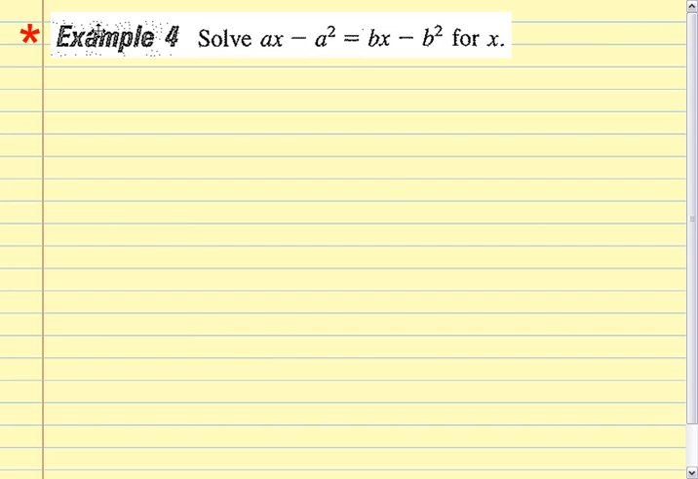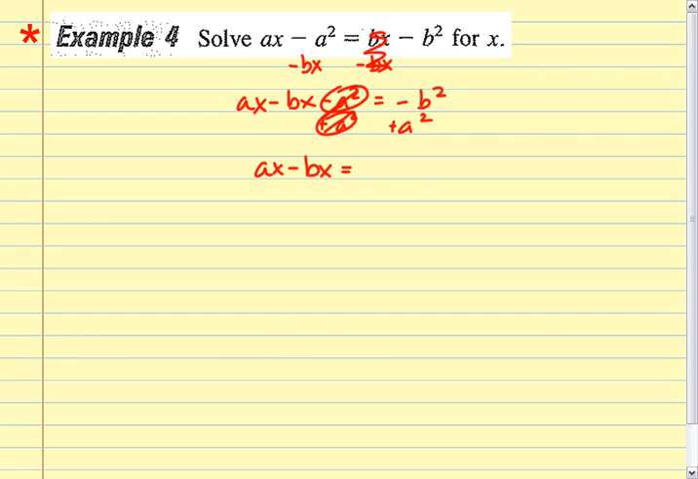Okay? So what I'm going to do is subtract bx from both sides. And that's going to give me ax minus bx minus a squared is equal to negative b squared. Right? This just cancels. Okay. But remember, I want to get that x by itself. Okay? So now I'm going to add a squared to both sides because I want to get the terms with x just by themselves. So now I've got ax minus bx is equal to, these two just cancel, and I'm left with a squared minus b squared.